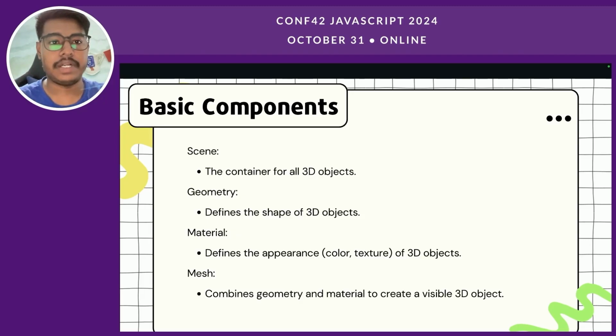So let's talk a bit in detail. A scene is basically, as I said, a container to contain 3D objects. And a 3D object can be defined using two things. Firstly, a geometry. The geometry is basically the shape of that 3D object, whether it is a sphere or a cube. And then the material is the look and feel of that object, which is the appearance. What is the color? What is the texture of that material? And when we combine a geometry and a material, it will create a visible 3D object, which we call a mesh.